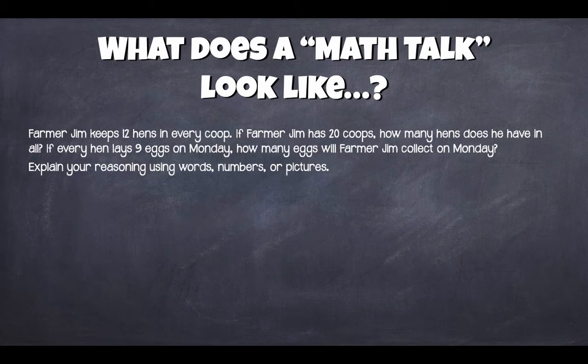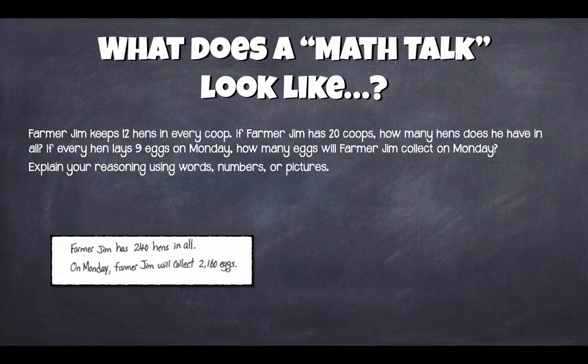Farmer Jim keeps 12 hens in every coop. If Farmer Jim has 20 coops, how many hens does he have in all? And if every hen lays 9 eggs on Monday, how many eggs will Farmer Jim collect on Monday? Pretty lengthy problem here. It's got a couple of steps to it, a lot of different scenarios, a lot of different operations going on here. And on top of that, it also says to explain your reasoning using words, numbers, or pictures. So that's what we're looking at here and what we're going through.